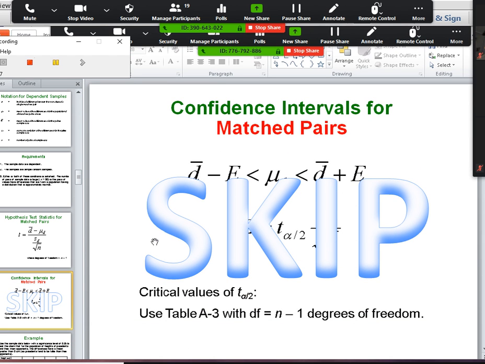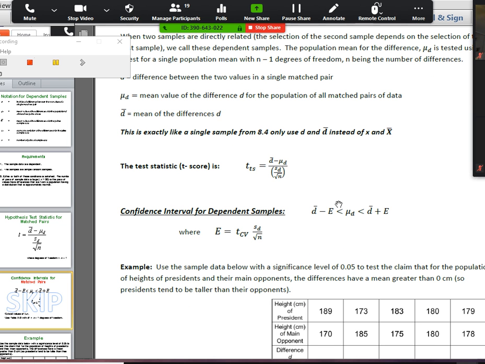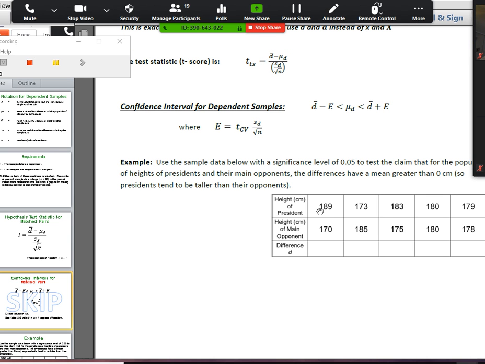And then right in the middle of your page, you're going to have this part about the confidence intervals. Cross that out if you want. You can leave it there if you want, but just know that you don't have to know this for the exam. It's not going to be on the exam, so you can skip that part. Now we're going to go through this example. So let's take a look at the example.